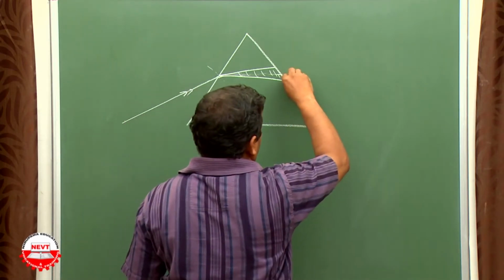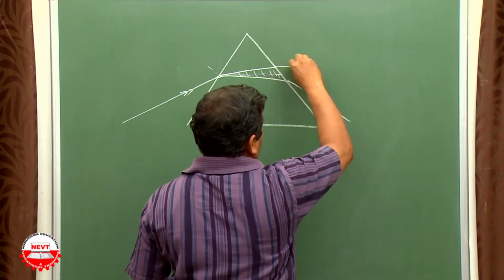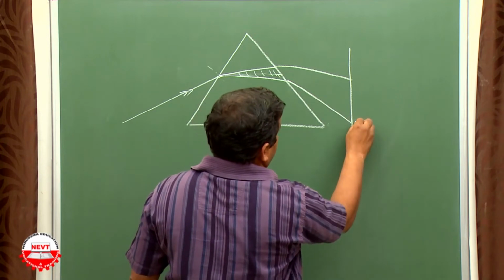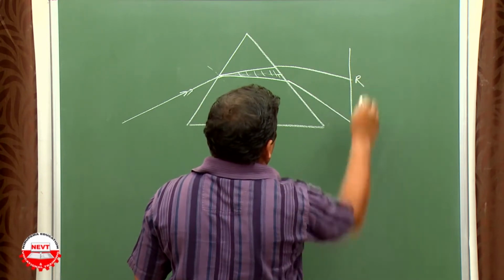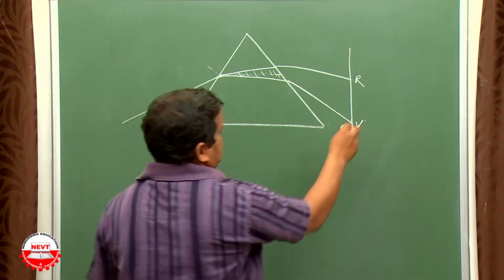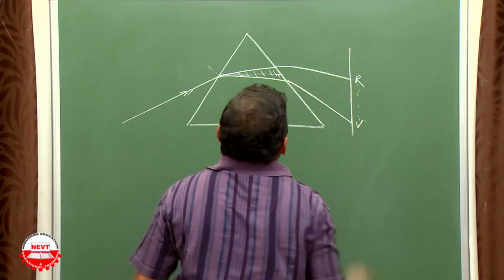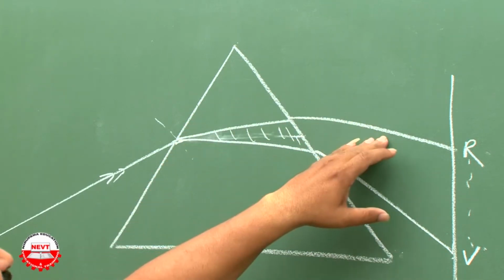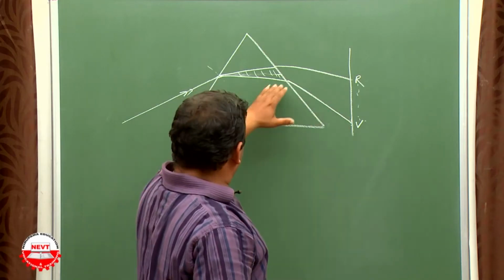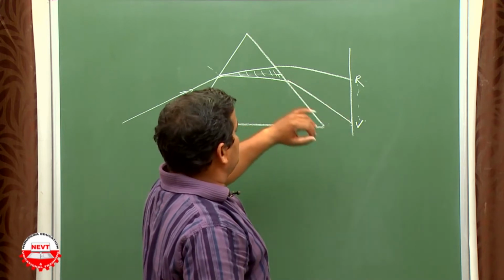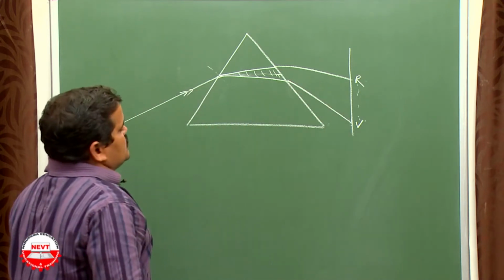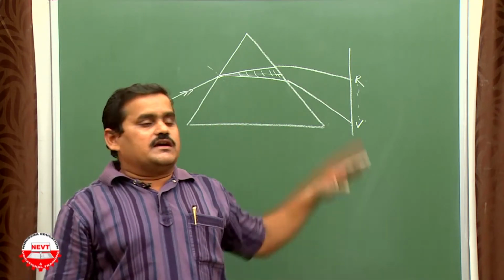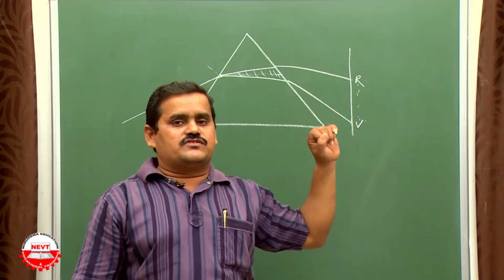Further, this band of color splits more. This is violet, this is red. VIBGYOR, that is V-I-B-G-Y-O-R. As red color has a longer wavelength, its deviation is less. As violet has a shorter wavelength, it will deviate more.